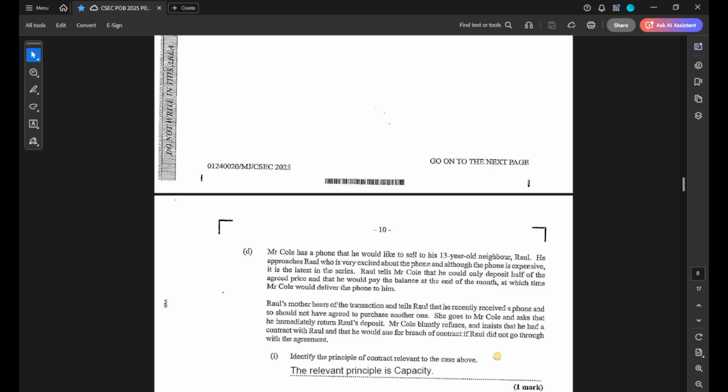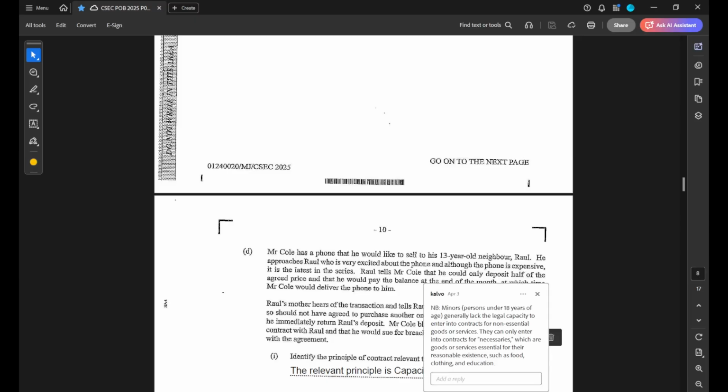The relevant principle is capacity. Note well, minors, that is persons under 18 years of age, generally lack the legal capacity to enter into contracts for non-essential goods and services. They can only enter into contracts for necessities or necessaries, which are goods or services essential for their reasonable existence, such as food, clothing, or education.